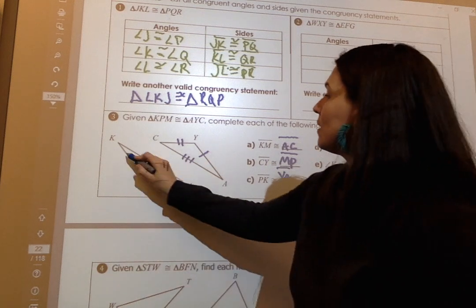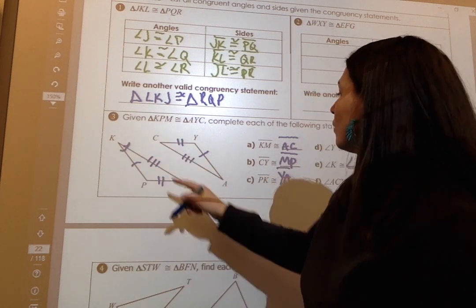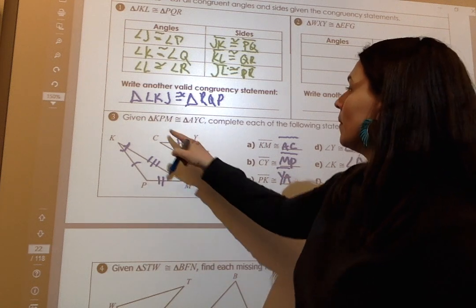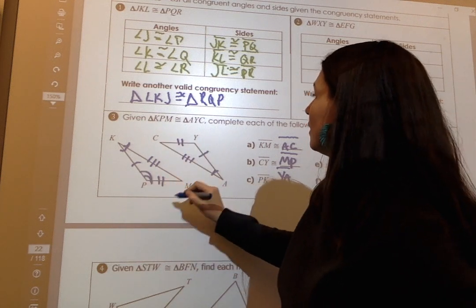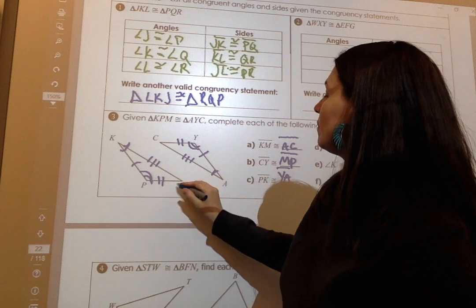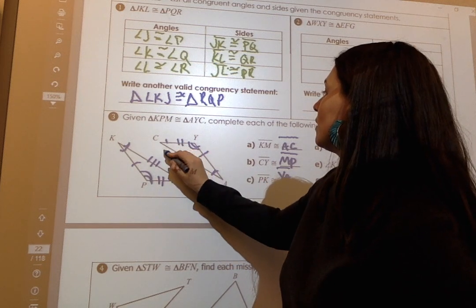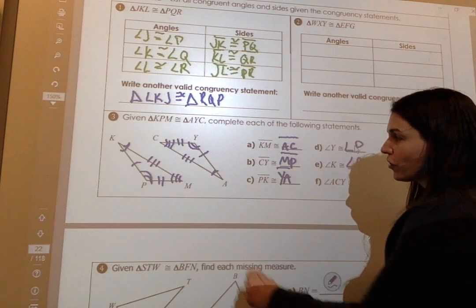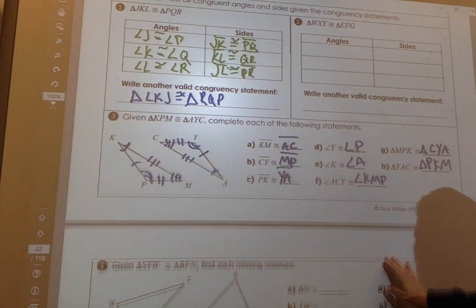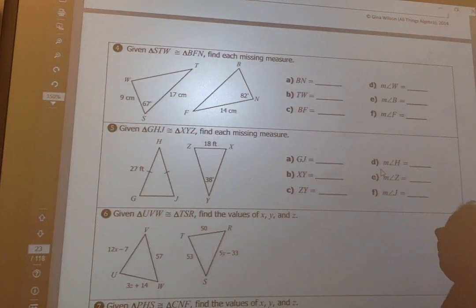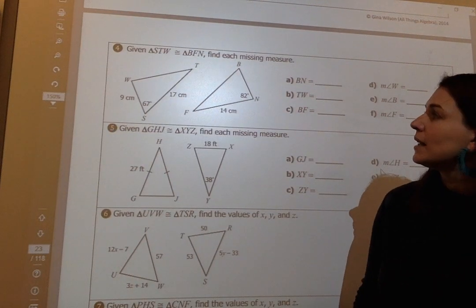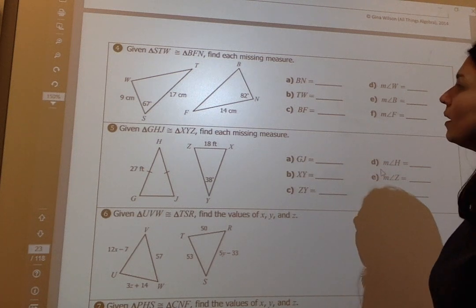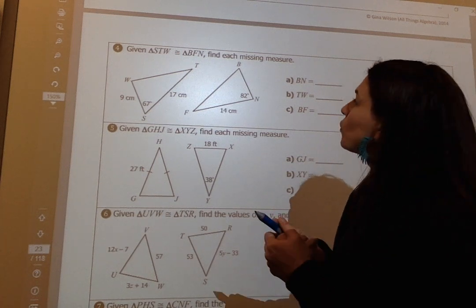I could then say that angle K is congruent to angle A. I could say that angle P is congruent to angle Y. And M is congruent to C. So that's what my picture would look like diagrammed. All right. Now, if I want to fill in missing pieces, you just have to read these triangles correctly.